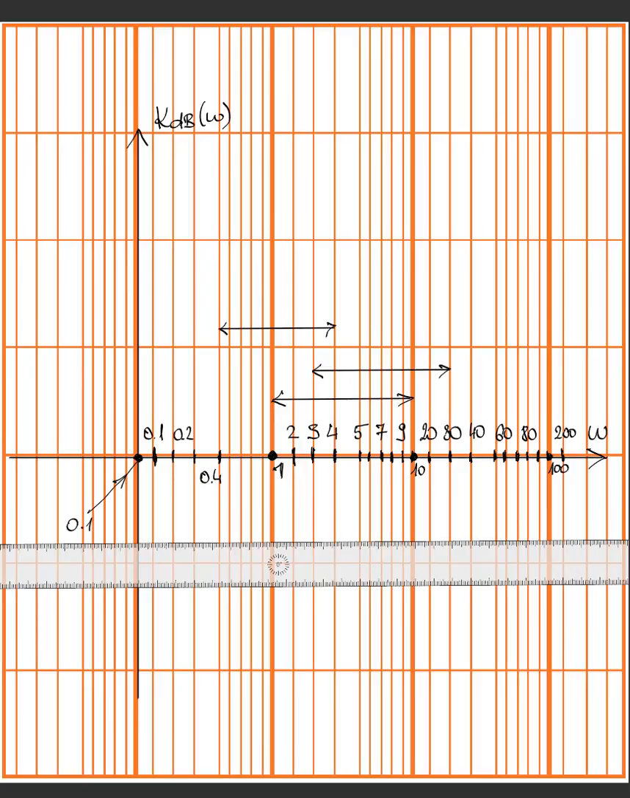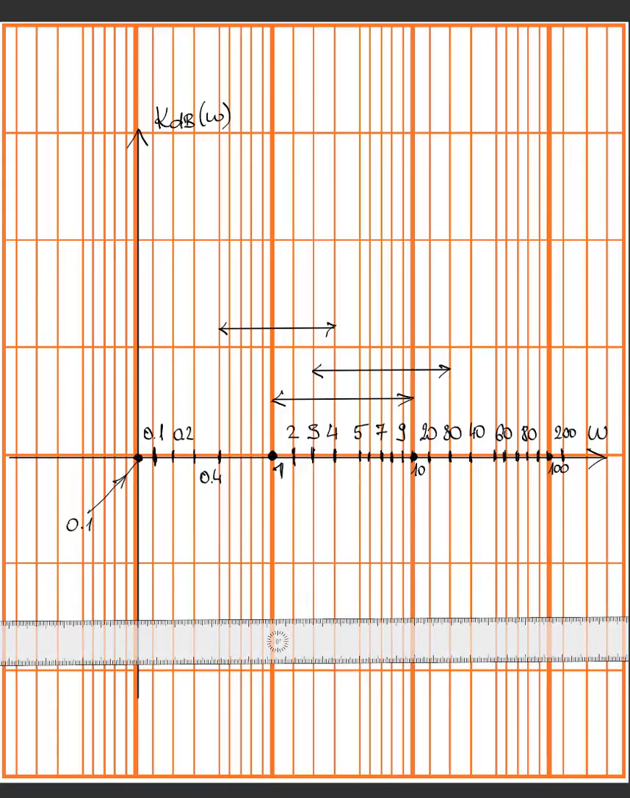This is how to use the logarithmic scale on omega, and it's very easy to see that in this very simple example, this value is 0.1 and this value is 100. So the frequency range can be very wide in this case.